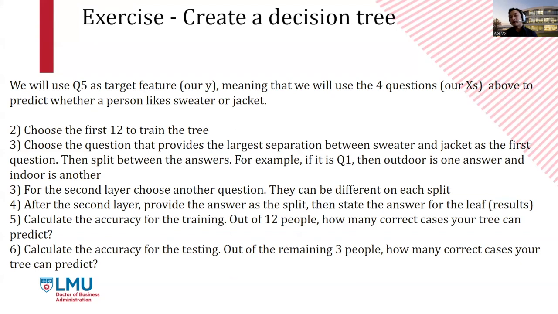Then after the second layer, that's it. We are going to end. We're going to have the answers for the leaves there, right? And then we're going to say, well, if there is a majority of one class, it is a sweater. The majority of the other class is called jacket.